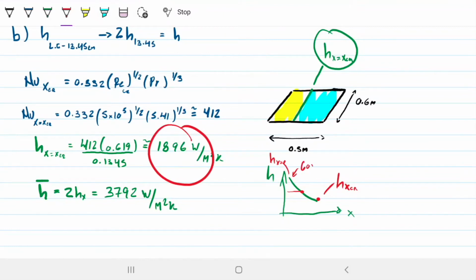So it's about 6,000 over here. It's about 1,800 over here, 1,900 over here, and then the average is actually about 3,700 or 3,800. Okay, that's where we are at.